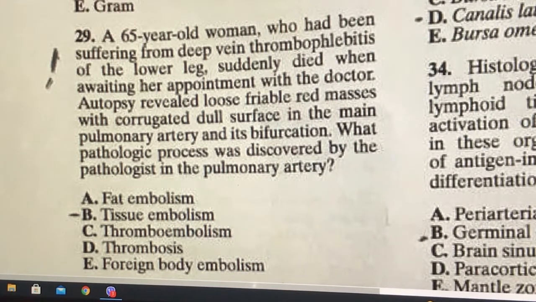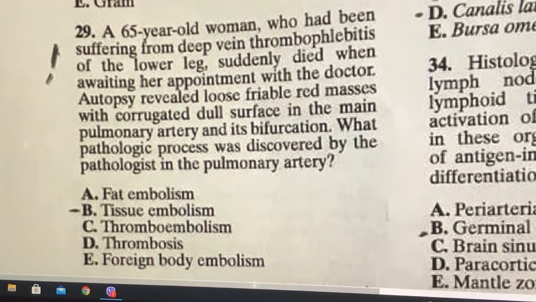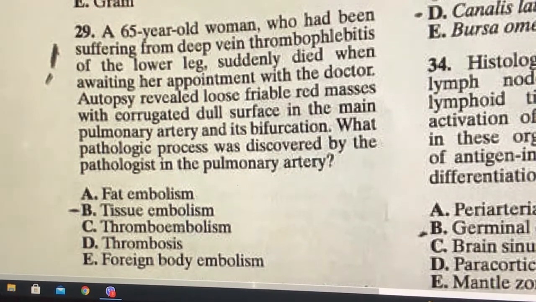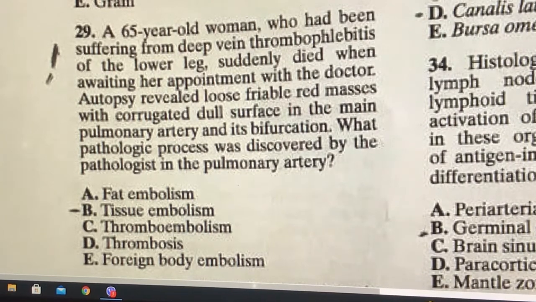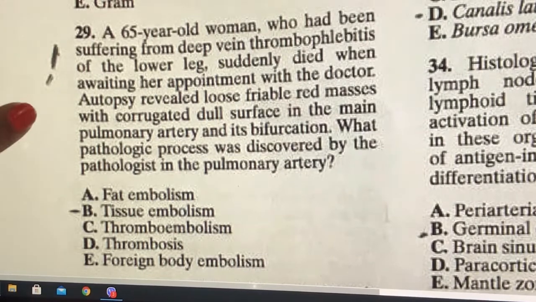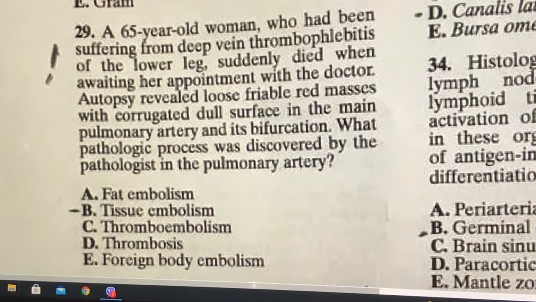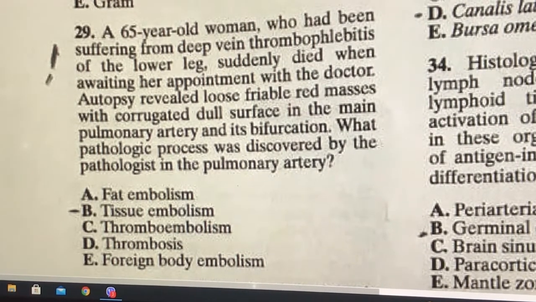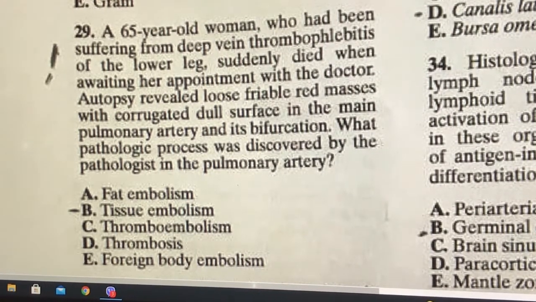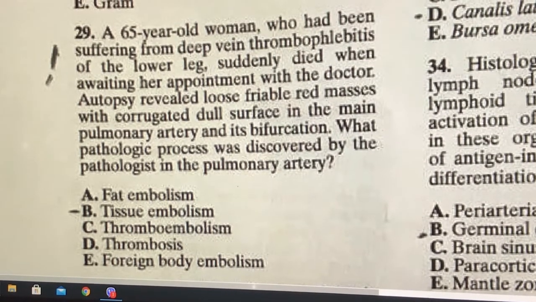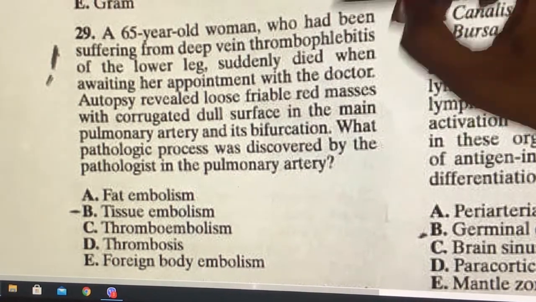Guys, here after reading the question you will see that there is thrombosis and there is embolism. Both options seem correct, because first you can see that thrombosis has occurred, but then in the question they have given loose, fragile, red masses. When embolism is there, it goes from one place to another. So if we are seeing some fragile masses there, that means the embolism has also occurred. So the answer would be option number C, that is thromboembolism.